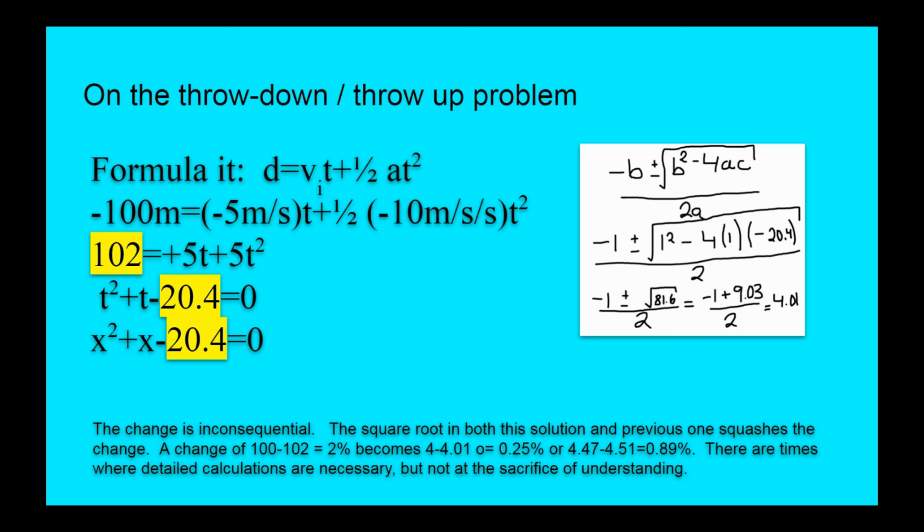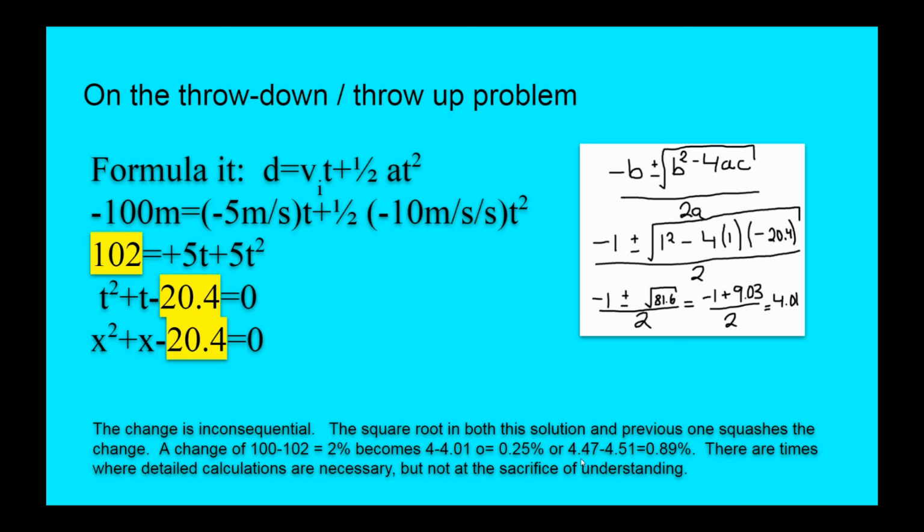Why is the change so little? Because of these square roots. You changed initial numbers. This 102 was 100 before. That's a 2% change. But after it goes through the square root, the change was only from 4 to 4.01, 0.25%. And on the other times, for the throw up one, it was 0.89%.